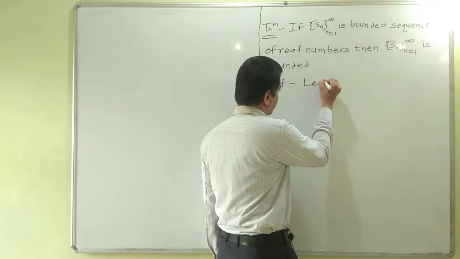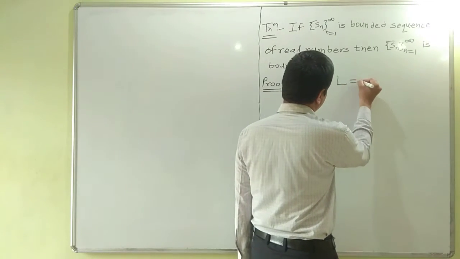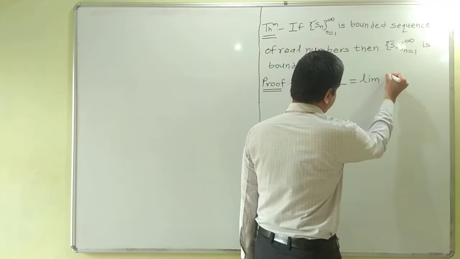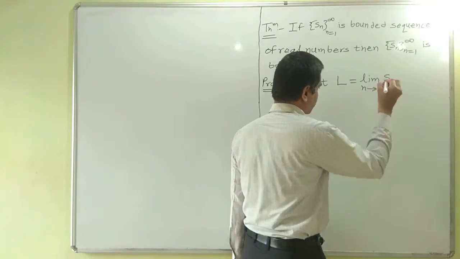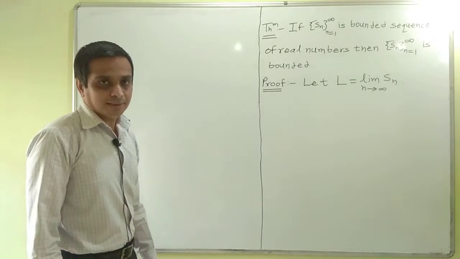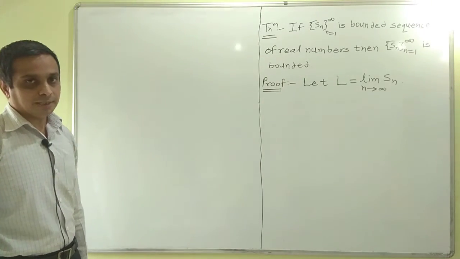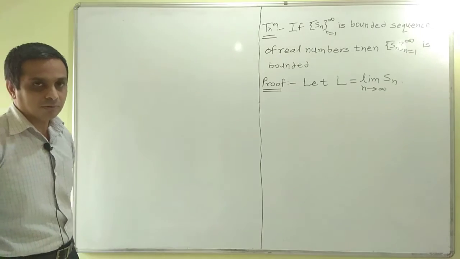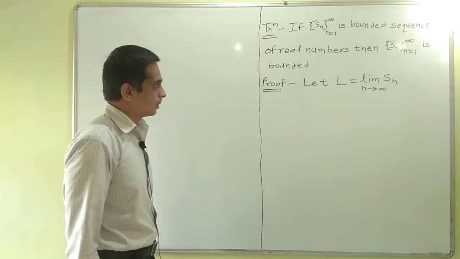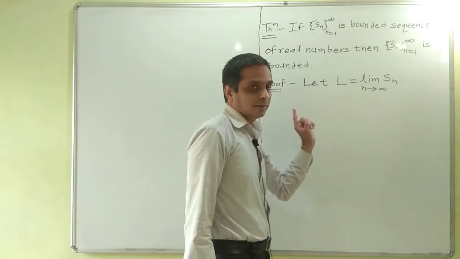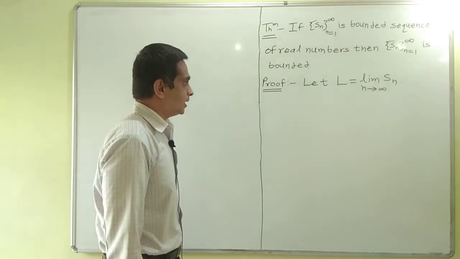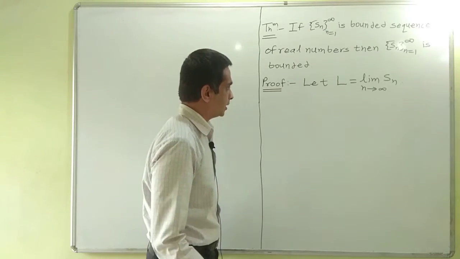Let L be equal to the limit of Sn as n tends to infinity. Why does this limit exist? Because it is a convergent sequence. What is a convergent sequence? A sequence is convergent if the limit exists finitely. So let L be equal to the limit of Sn.